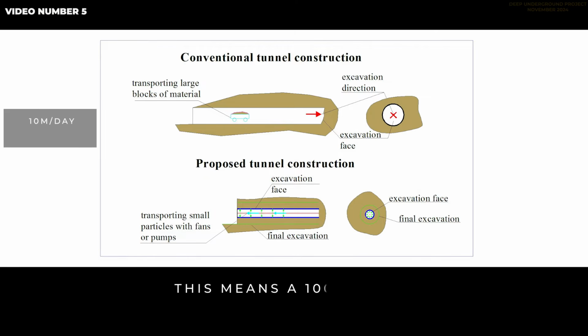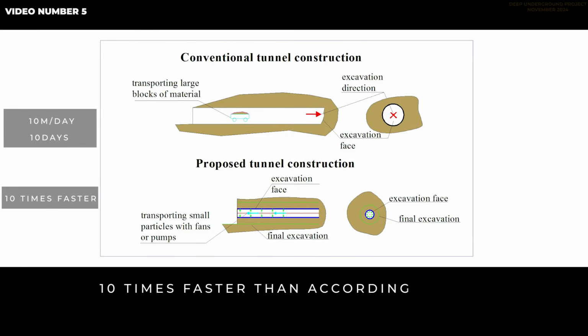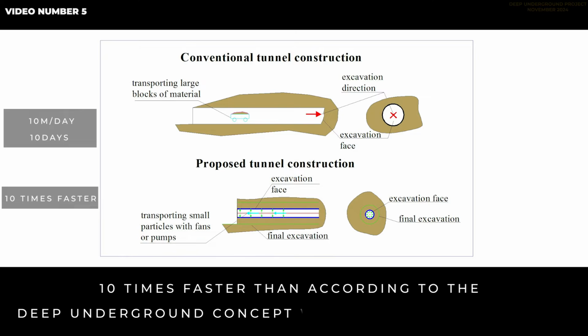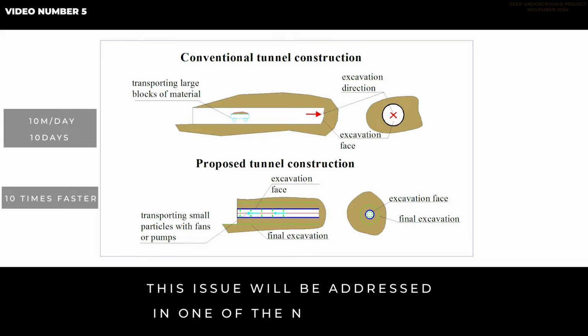This means a 100-meter, 3-meter diameter tunnel can be excavated in 10 days, 10 times faster than according to the deep underground concept with the assumed advance. This issue will be addressed in one of the next episodes.